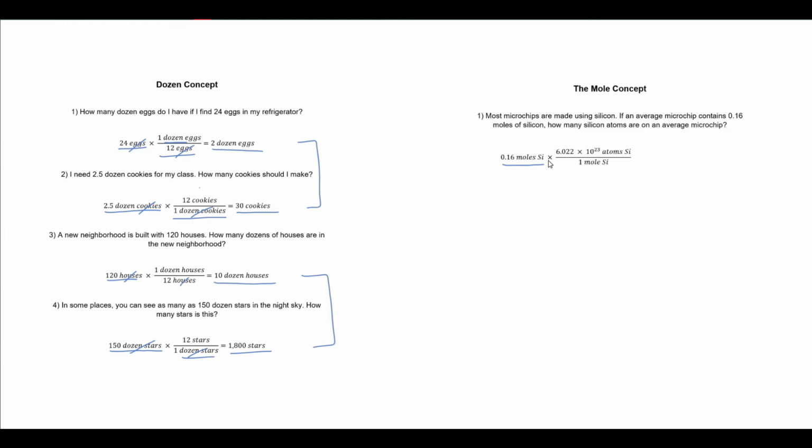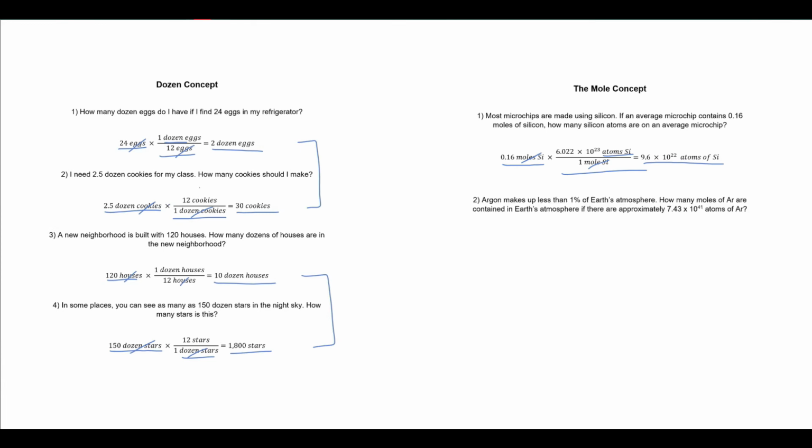This means I need to use Avogadro's number. Just like with the dozen problems, I want to be sure that my units cancel. So I'm going to set up Avogadro's number like so, so that my moles of silicon cancel and I am left with atoms of silicon. Then of course you just do the math in your calculator and you get 9.6 times 10 to the 22nd atoms of silicon. Let's look at problem number 2.